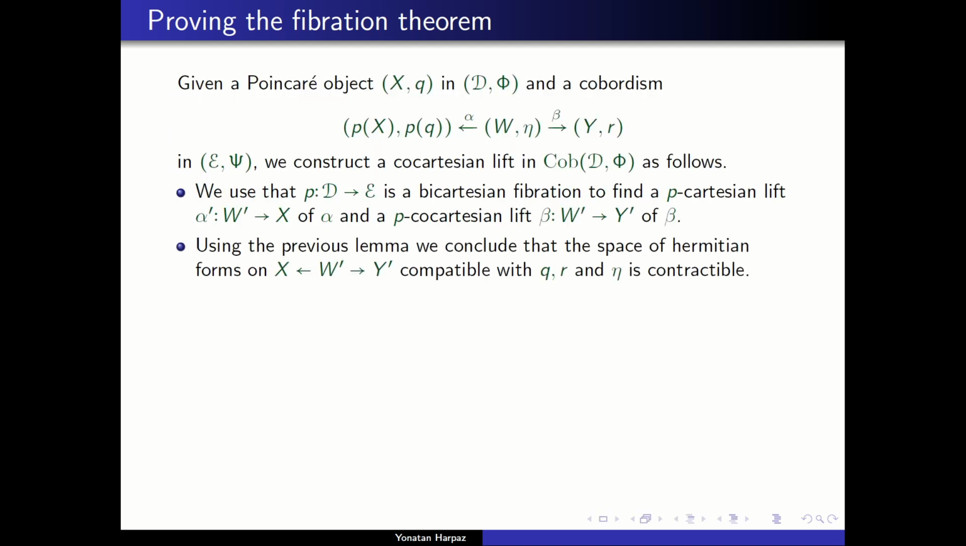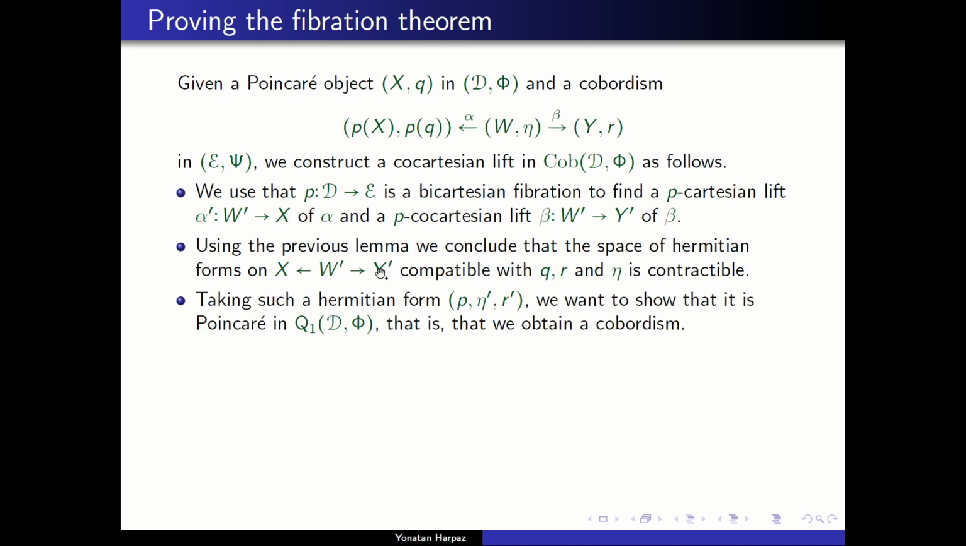And what this means is that if you consider the space of ways to push this Hermitian form that we restricted from X to W' forward to Y', in a way that is compatible with the R that we have downstairs, then this space is contractible. So we can essentially choose, in an essentially unique manner, a Hermitian form on this span.